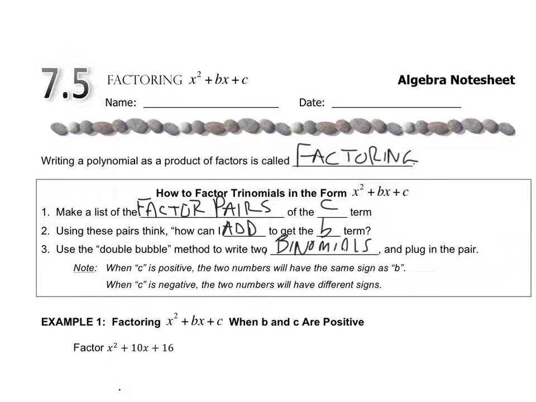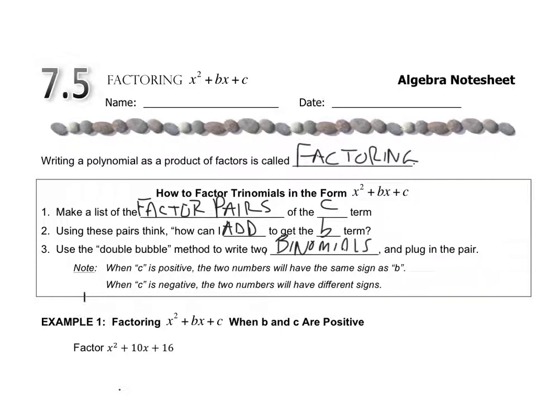So note, when the C is a positive number, the two numbers that are the factor pairs will have to be the same sign as the B value. When the C is negative, the two numbers will have to have different signs, and you'll kind of see that as we go, but we can talk about that more later if you need to. So let's look at an example.